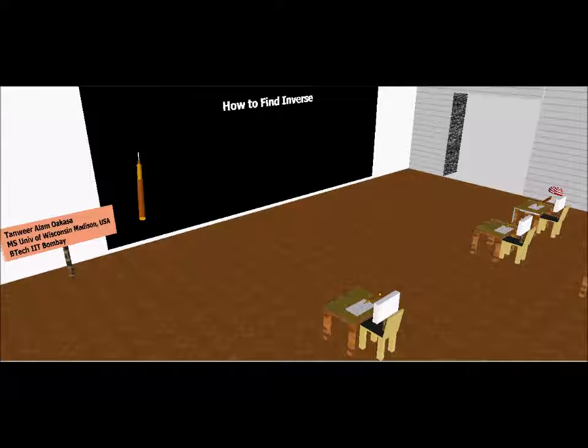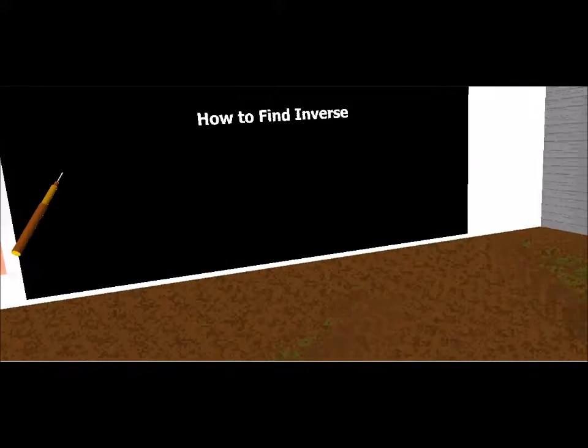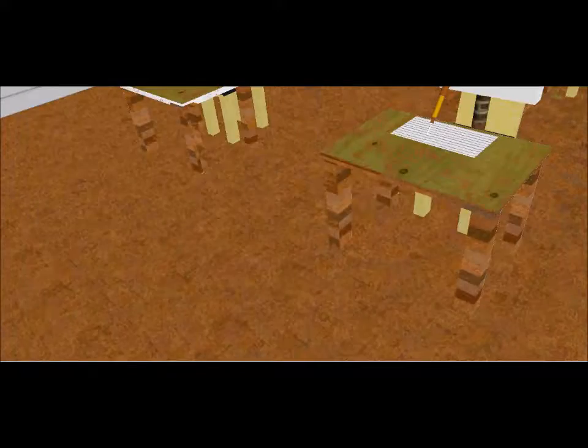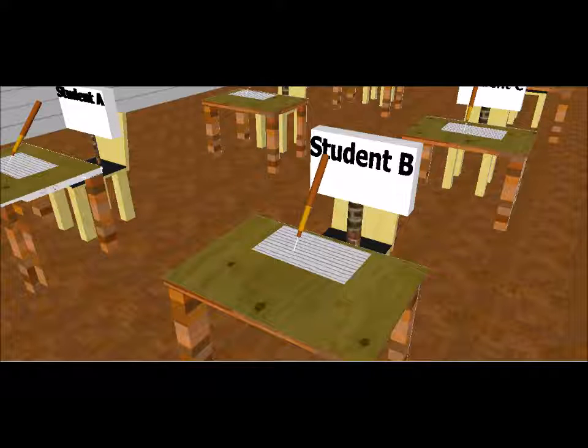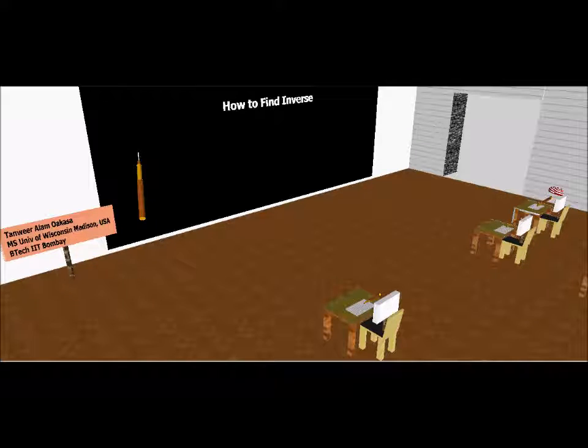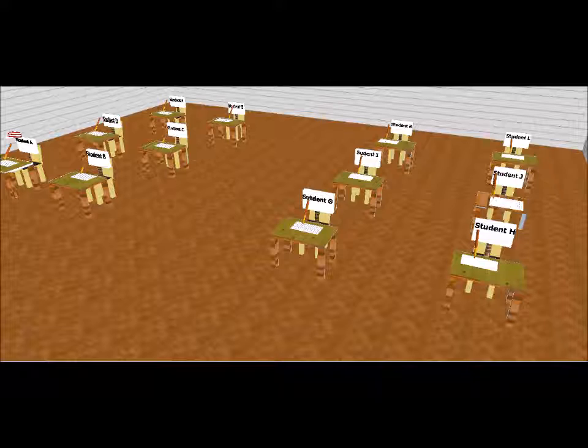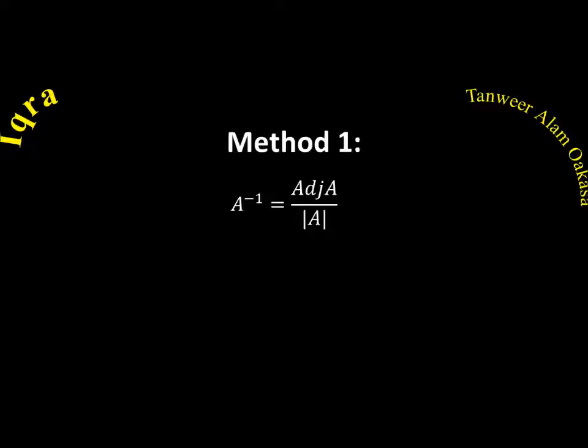In this particular session we will see how to find the inverse of a matrix. Does anybody know what an invertible matrix is? Yes, student B. Sir, a matrix is invertible if it is non-singular, that is, the determinant of the matrix is not 0. Perfect. If a matrix is non-singular, that is, the determinant of A is not 0, then that matrix is invertible. Okay. So we'll see how to find the inverse of an invertible matrix.